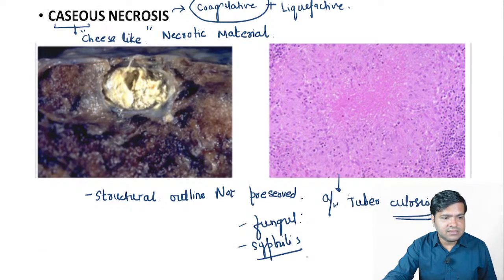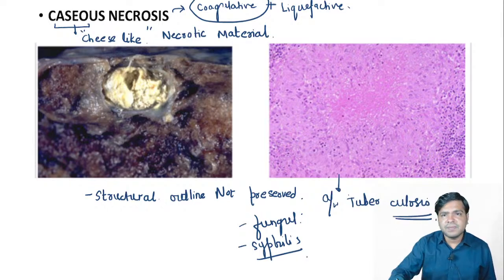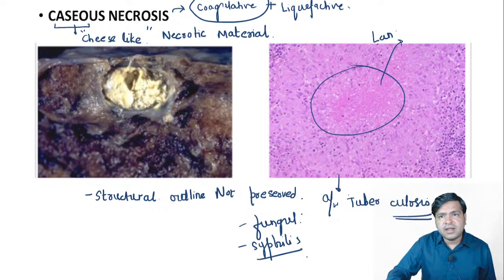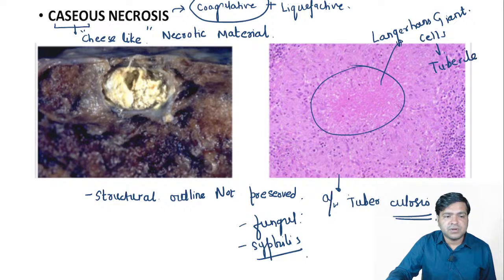Coming on to the next type of necrosis, you can just see the granulomatous reactions over here. Before coming to that, you already know these are large cells, called Langerhans giant cells. These are giant cells which are associated with tubercle, or the TB.